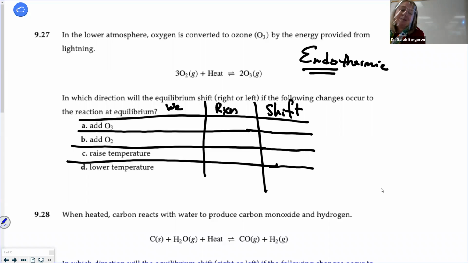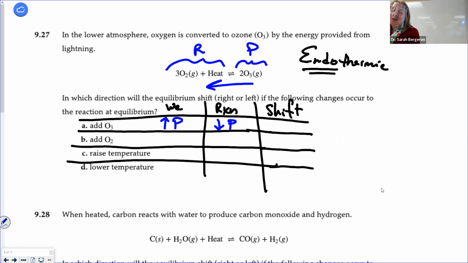Okay, so we add O3. O3 is a what? It is a product, right? So if you need to label it, say, okay, these are reactants, these are products. So did we increase or decrease the product? We increase the product, so the reaction will decrease product. How do you lose product? You shift it back and make more what? Reactants. So which way are we shifting? Left.